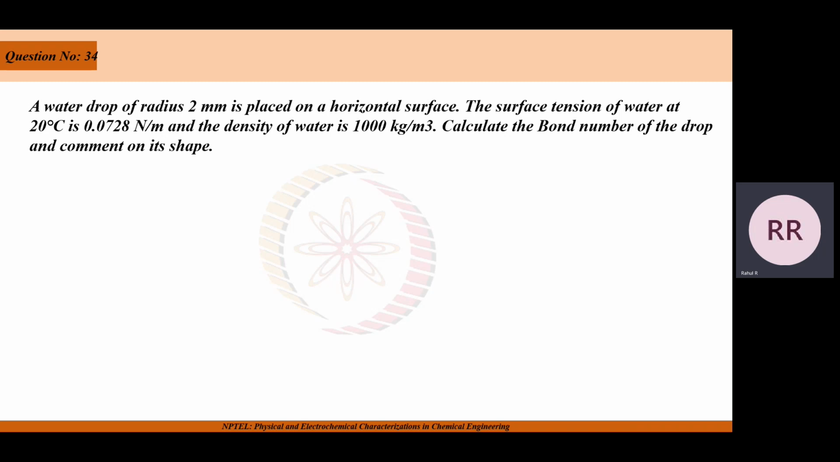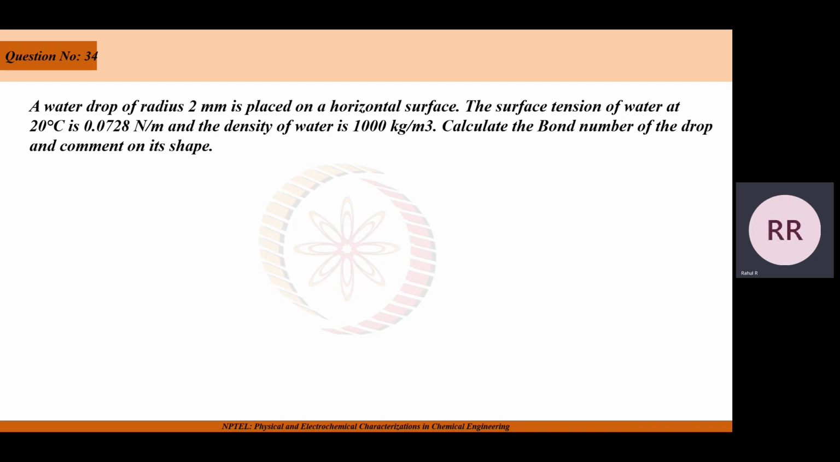A water drop of radius 2 millimeters is placed on a horizontal surface. The surface tension of water at 20 degrees Celsius is 0.0728 Newton per meter, and the density of water is 1000 kilogram per meter cube. Calculate the Bond number of the drop and comment on its shape.